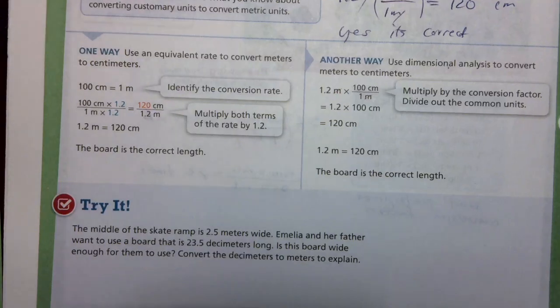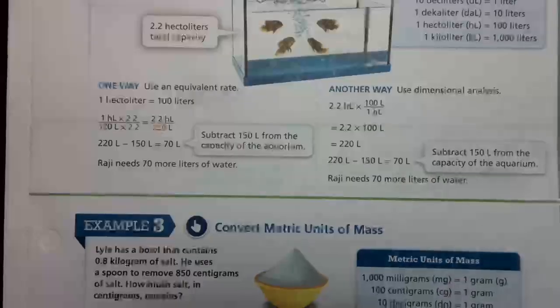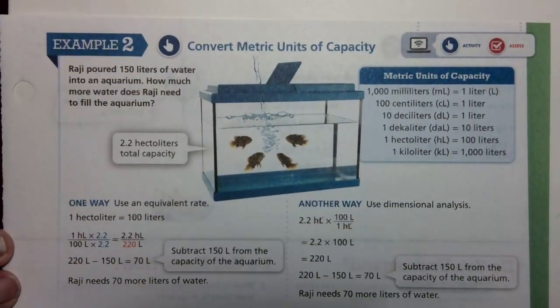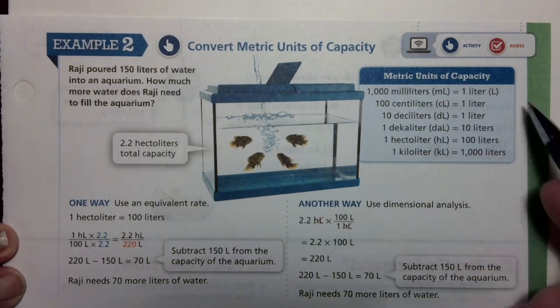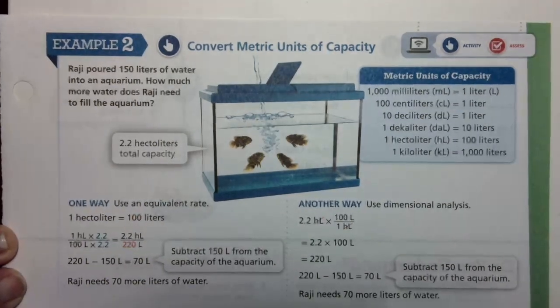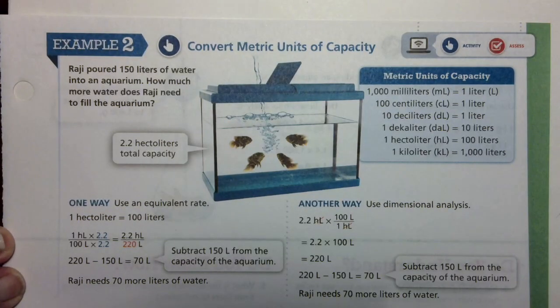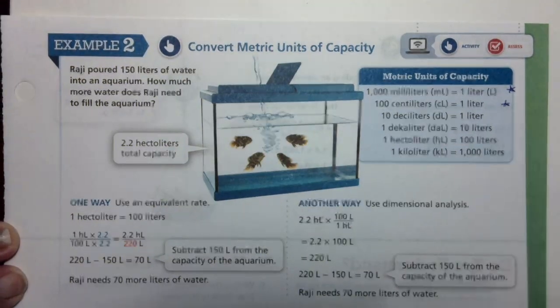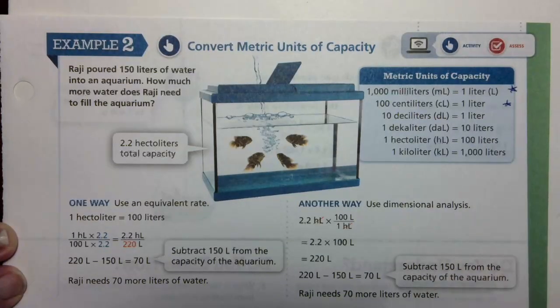All right. Let's go on to example 2. You should always look at the examples in your book. They're good. Convert metric units of capacity. Remember, capacity is how much something holds. Here's your units of capacity. We need anchor charts for all of these things, and you need to start getting these things memorized. Okay? Some of them anyway. This is one I would memorize. Some of these others, I don't memorize. I memorized the basic ones.